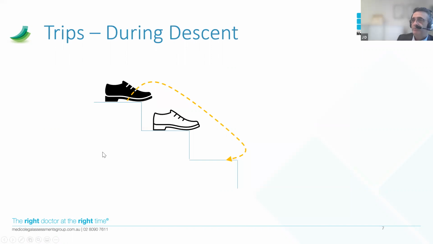Just moving on to trips. Trips during descent occur mainly as the foot here travels down. It will make contact with the nosing of the step here, and basically that can cause a person to fall headfirst down the stairway.